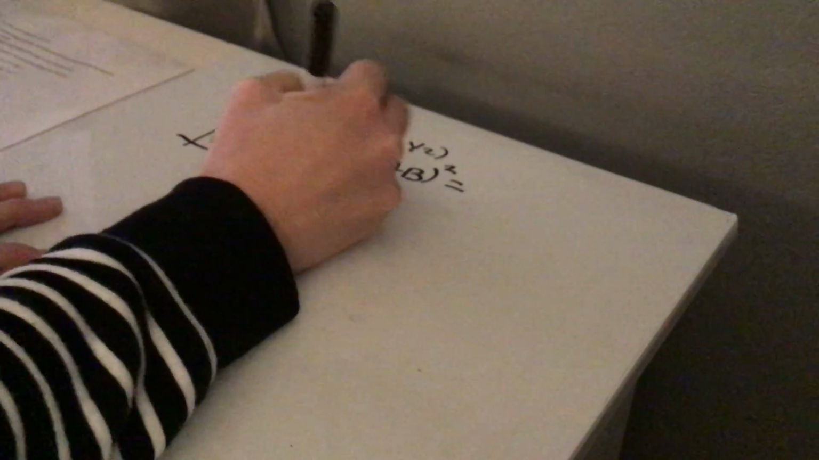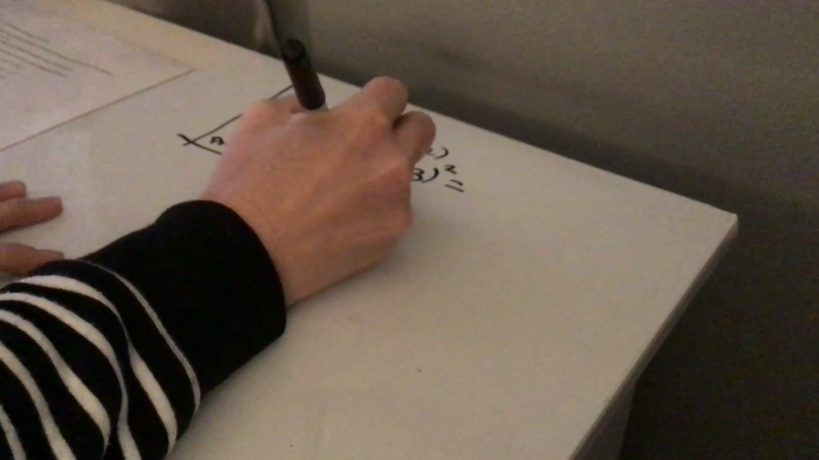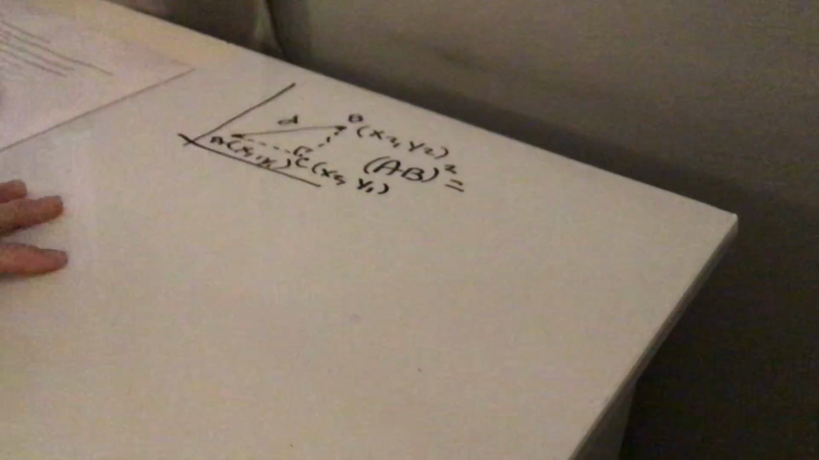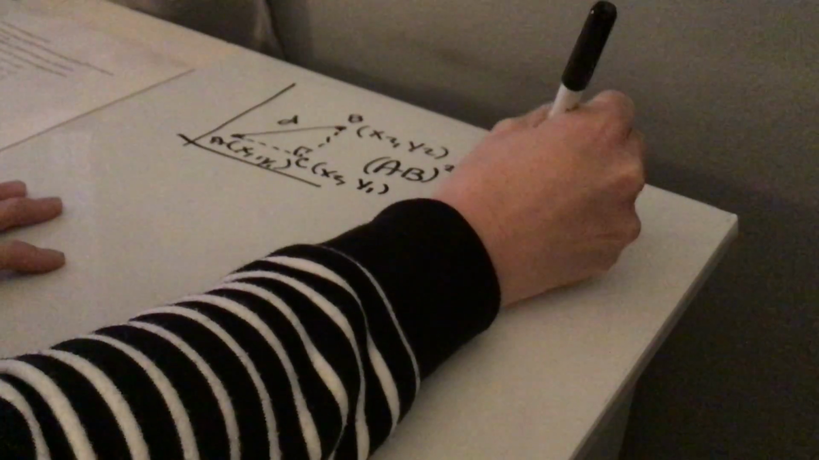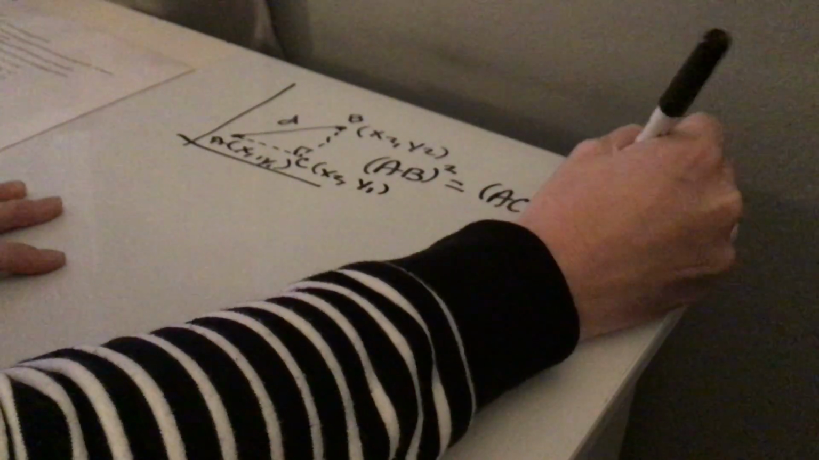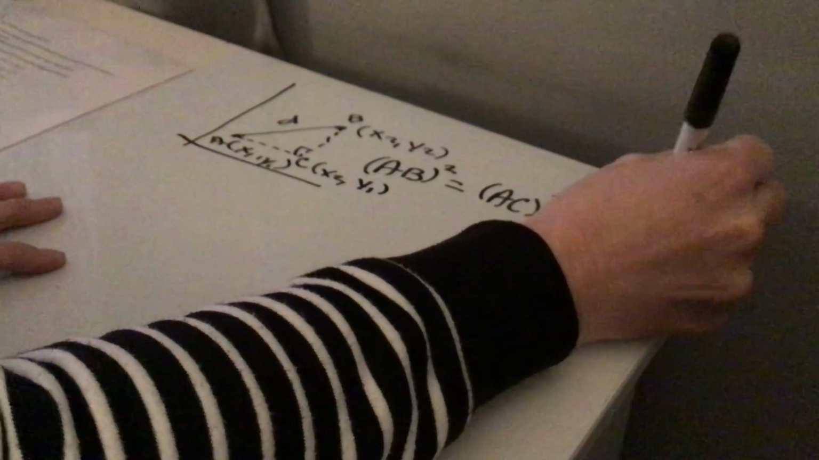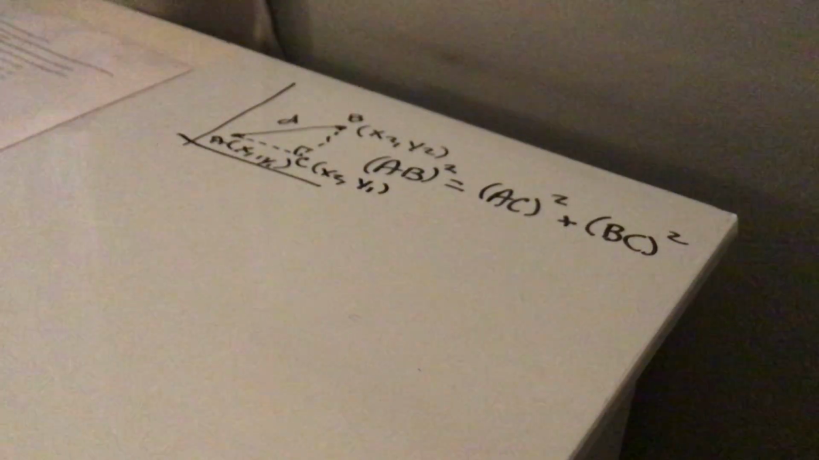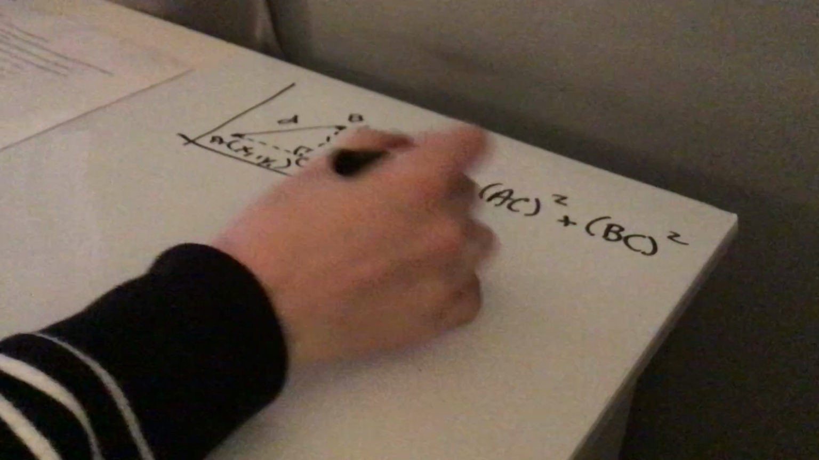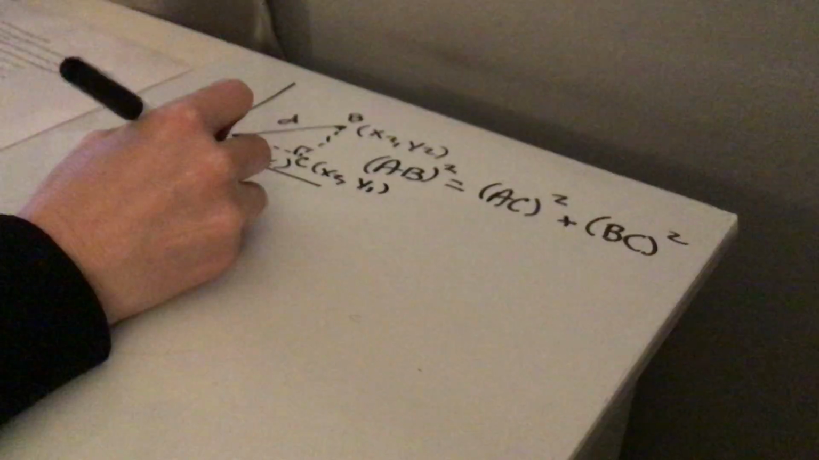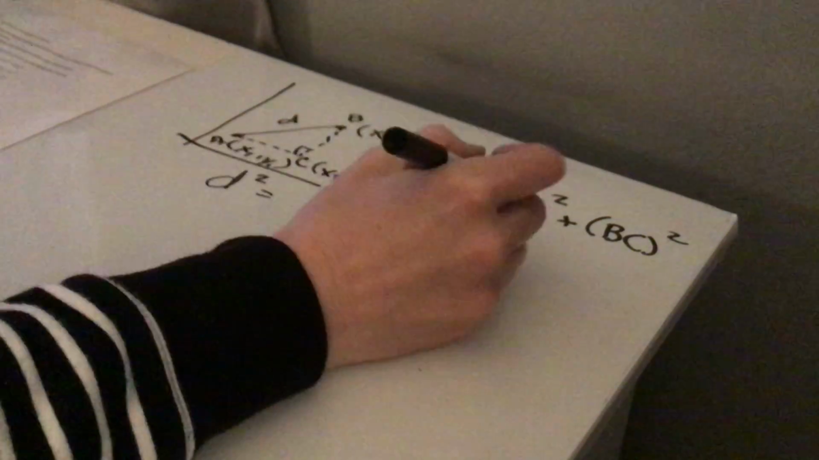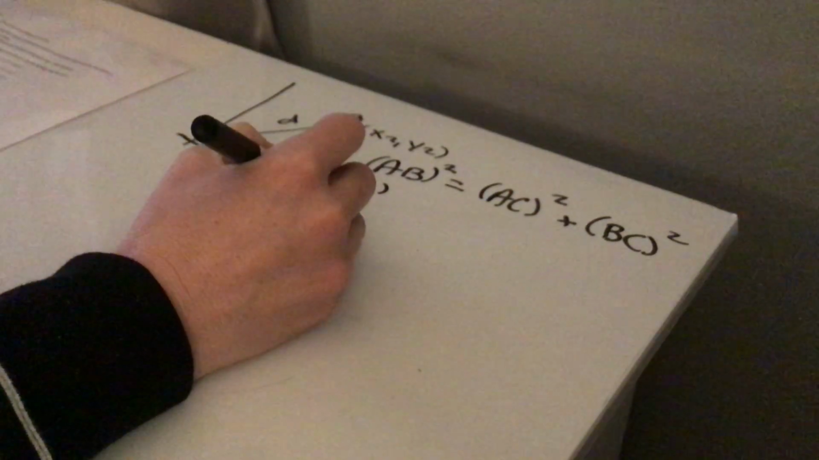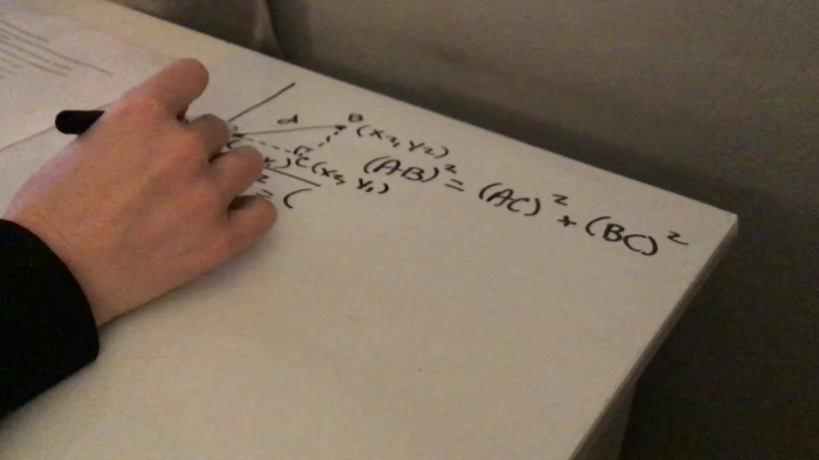then we put point C here. It has coordinates x2 because it's under point B, and y1 because it's next to A. So we get the length of AC squared plus the length of BC squared is the hypotenuse squared. So the length of AB is D. The length of AC is the difference in the x coordinates because it's a horizontal line.